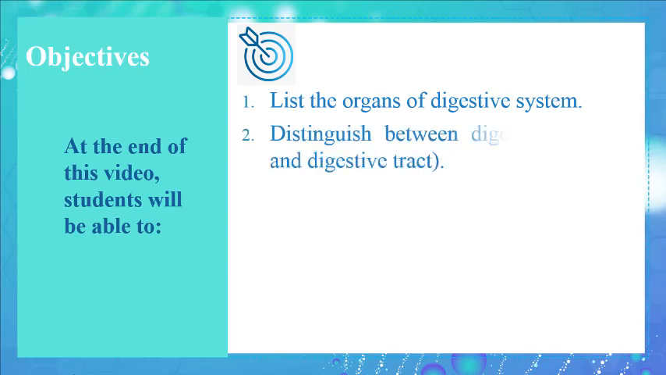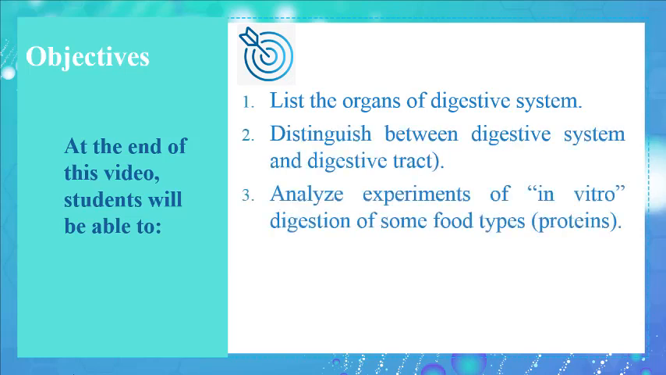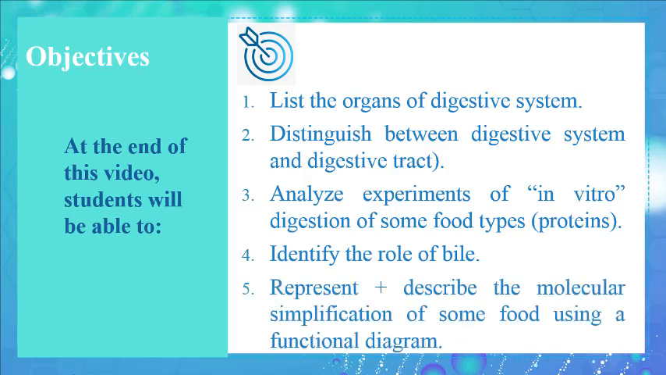At the end of this video, you will be able to list the organs of the digestive system, distinguish between the digestive system and the digestive tract, analyze experiments of in vitro digestion of some food types like proteins, identify the role of bile, and represent or describe the molecular simplification of some food using a functional diagram.